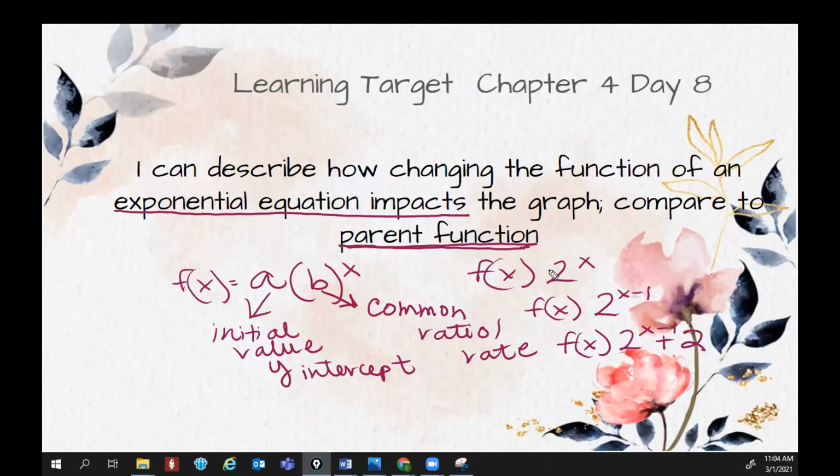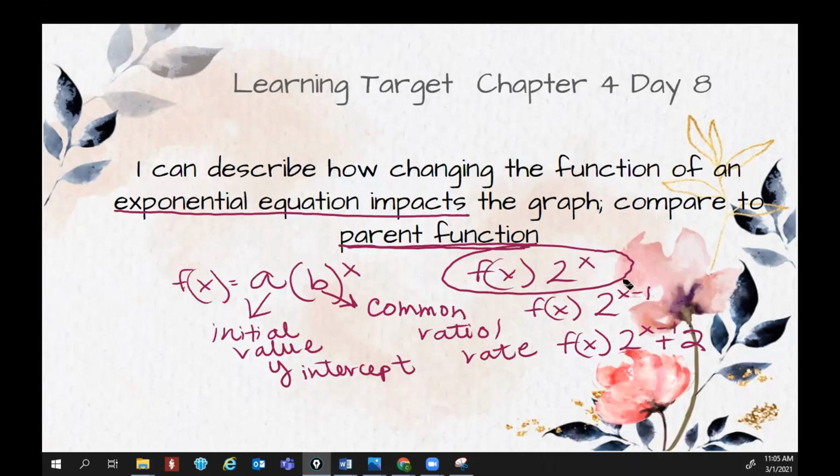Now look at this function. This would be considered a parent function because nothing is happening to it. We have the rate. Do we have an initial value? If there's no initial value in front of it, then it's a 1. Everybody got that? There's no initial value, it's a 1. So we've already learned A and we've learned what B means.